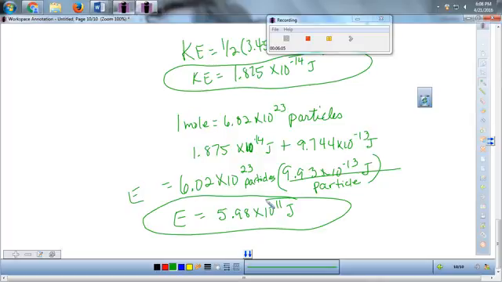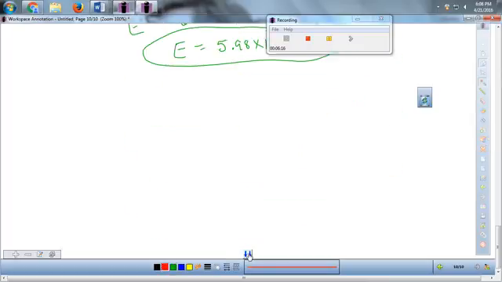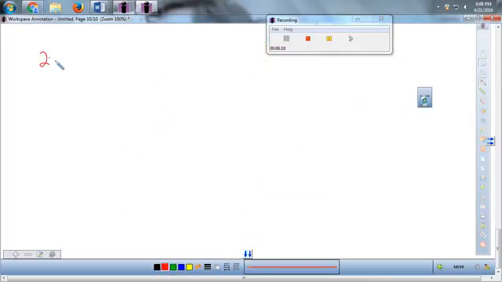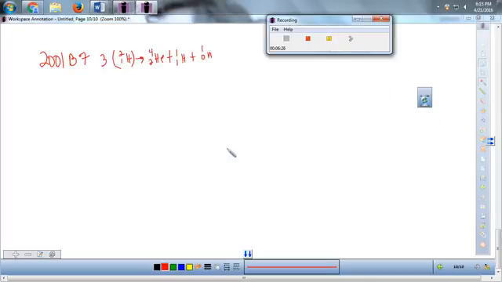The next one was 2001 B7. Let's change ink color and we'll move on. So 2001 B7. Alright, so that one I'm going to pause and write down the equation. Okay, so there's my equation. Now the question says determine the mass effect of a single reaction given the following information. So I was like, okay, well that's not too big of a deal.